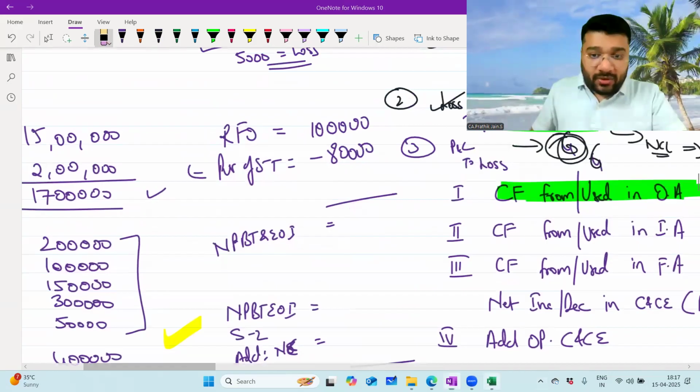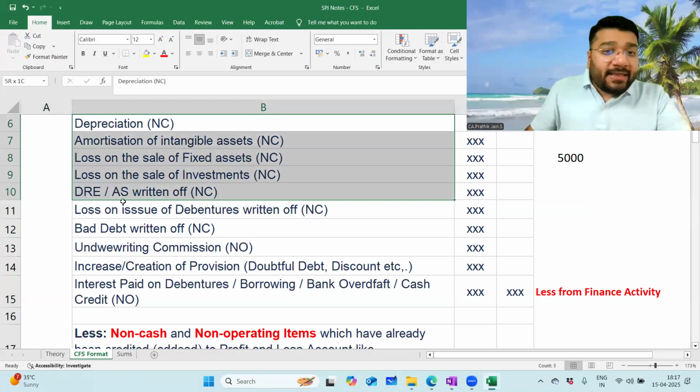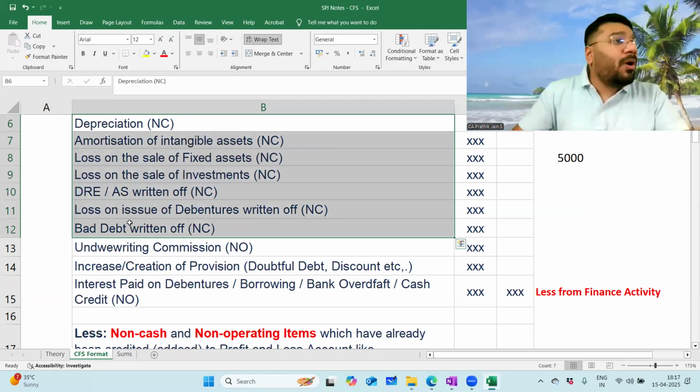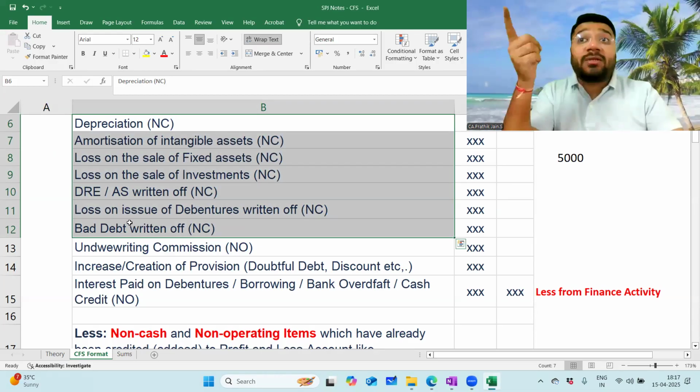Yes. Okay. So guys, all this item that I discussed so far is non-cash item. In this, do you have any problem? All the non-cash item which is of expense and loss in nature, we have to add back.